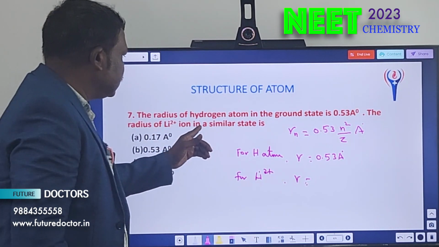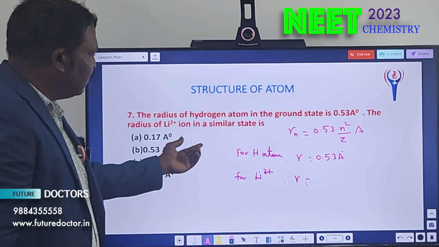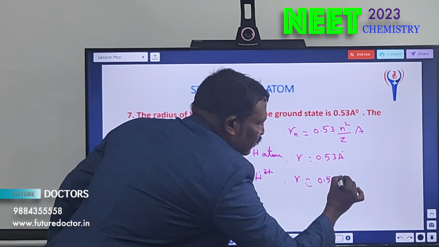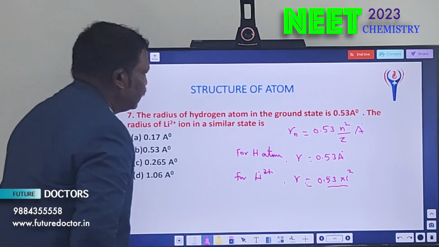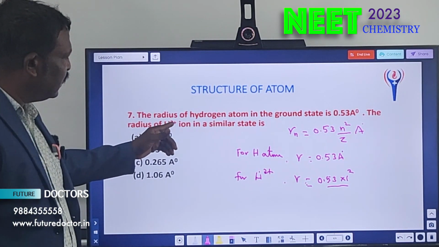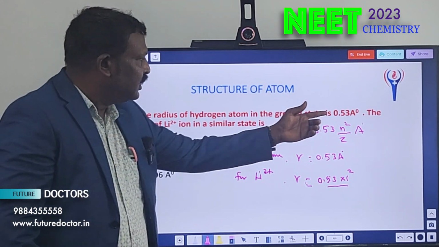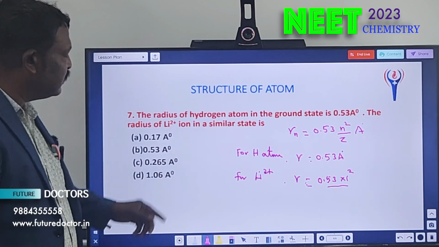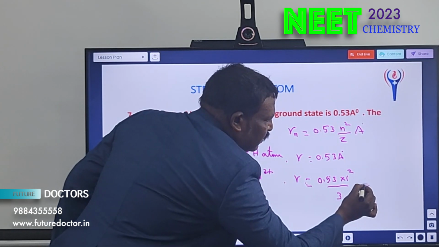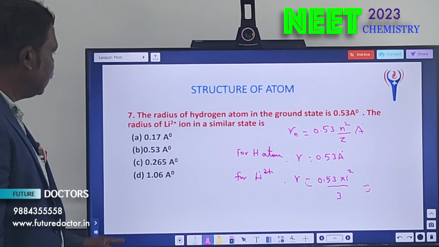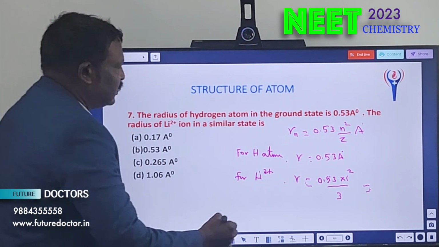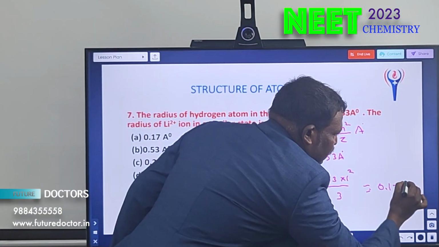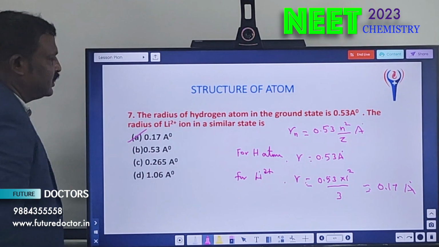The radius of lithium 2 plus ion in a similar state. Same state means it is also the ground state, so n is equal to 1. So 0.53 into 1 square, divided by Z. Lithium has 3 electrons; after loss of 2 electrons, only one electron is present, in the first shell, the similar state given. For lithium, the Z value is 3. So it will be 0.53 by 3, approximately 0.17 angstrom. Understood? So option A is the correct one. Are you following?